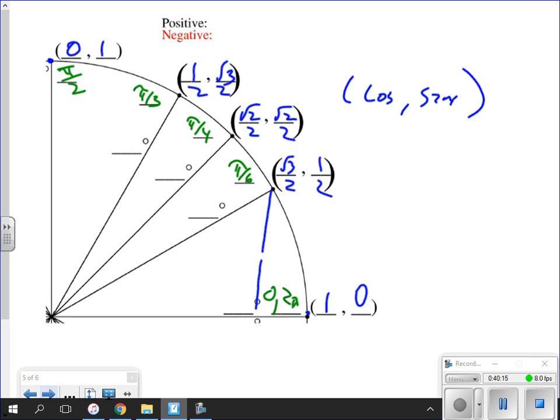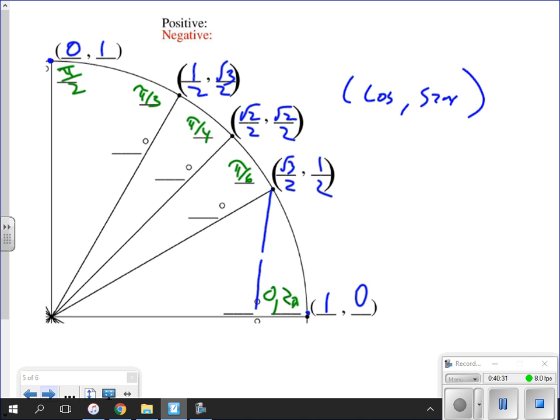If I ask you for the sine of pi over 4, you need to be able to spit out root 2 over 2. Okay? You're expected to know those values. I will give you a quiz at some point on these values. Now, here's a really cool thing.